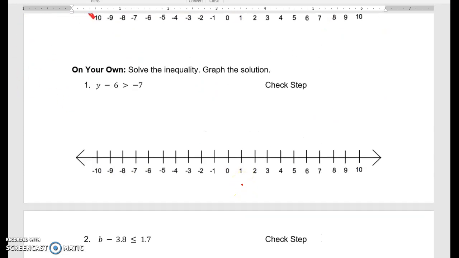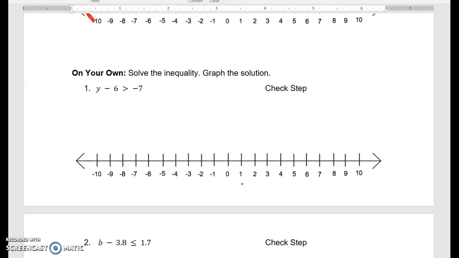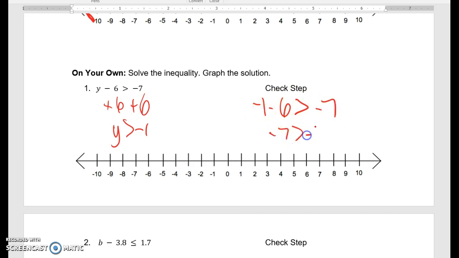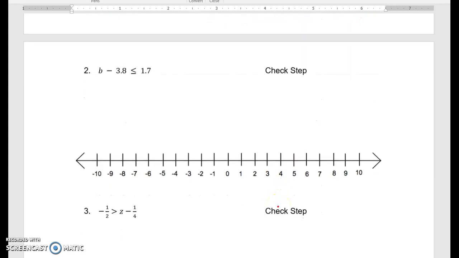I'm just going to go through these next few relatively quickly. So I'm just going to add 6 to both sides, you get y greater than negative 1. I'm going to check it. Negative 1 minus 6 is negative 7. Oops, put an equal sign. Negative 7 equals negative 7. You are good. So open dot on negative 1, and your y values are greater, and then put your arrow. I know mine looks a little messy, but try to do it as neat as possible.